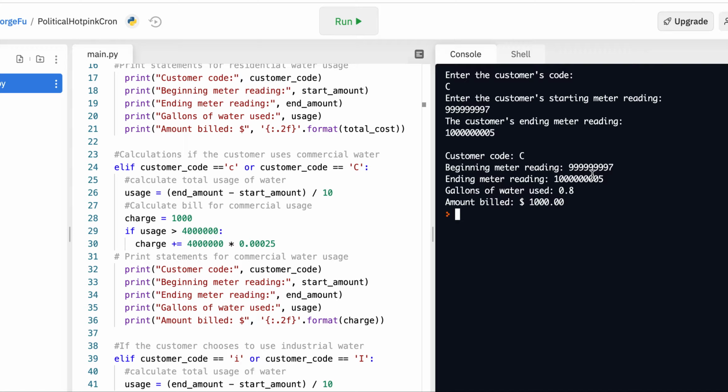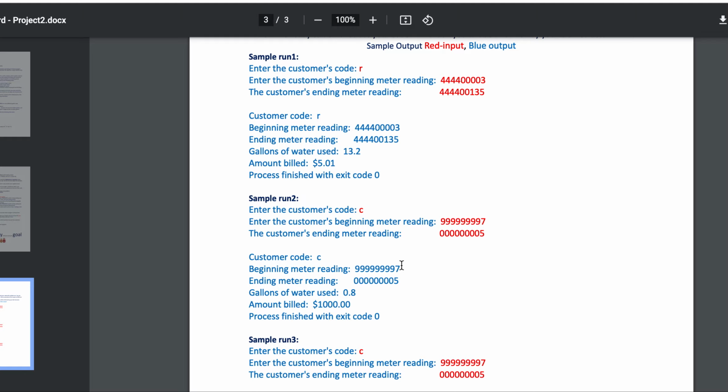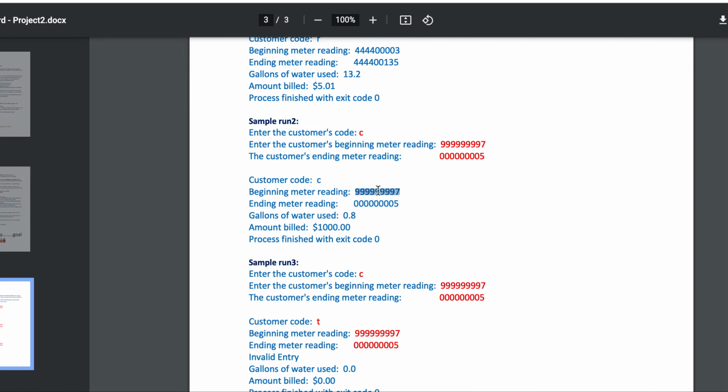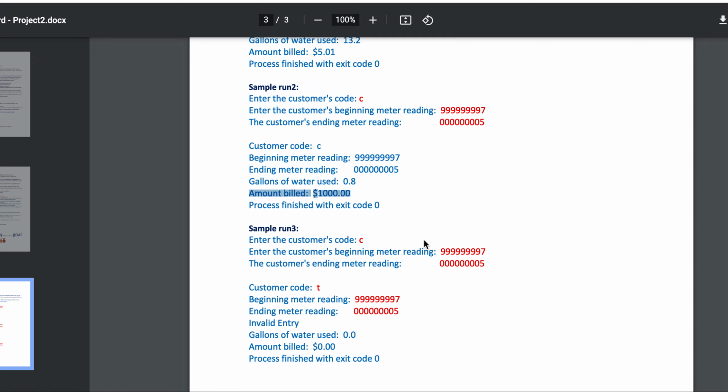And as you guys can see, once again, everything works out. Customer code is C, or commercial usage. The starting meter is read, the ending meter is read, and then gallons of water used is calculated to be 0.8, as well as the amount that the person has to pay, which is 1,000. So this matches the exact same output as sample run 2, where the beginning meter and ending meter are the same, 0.8, as well as the amount billed, 1,000. So sample run 3 I think was a typo. It's not really using industrial, so I will have to make my own sample output.